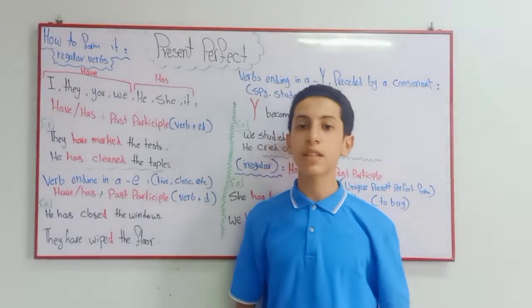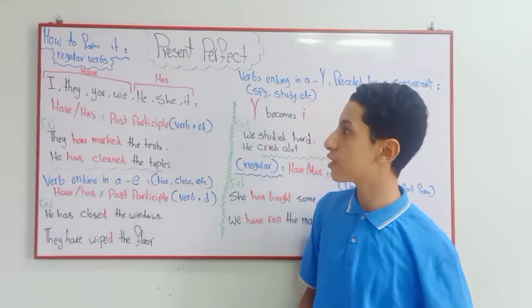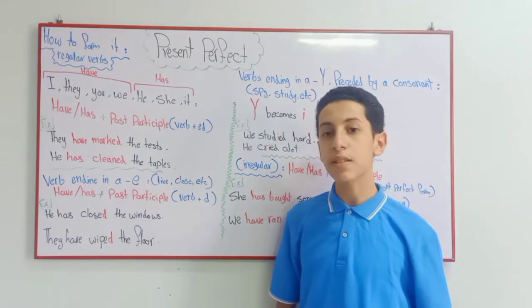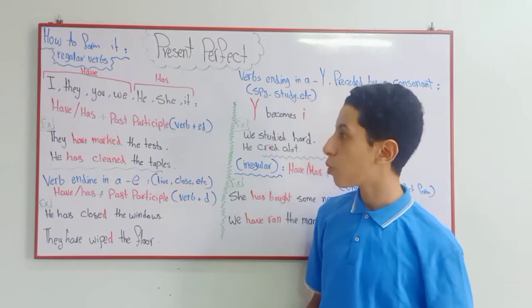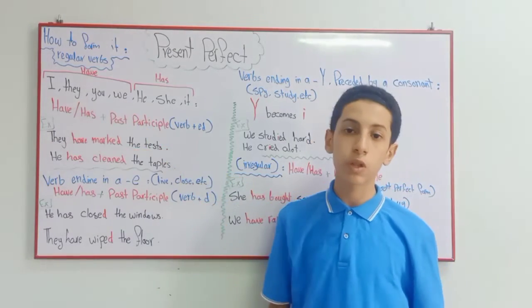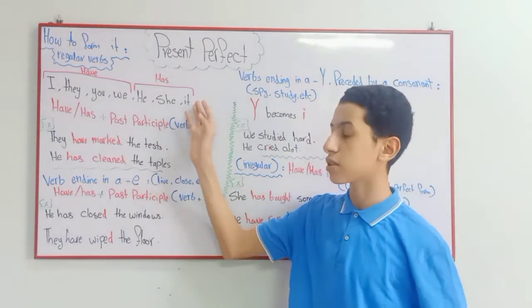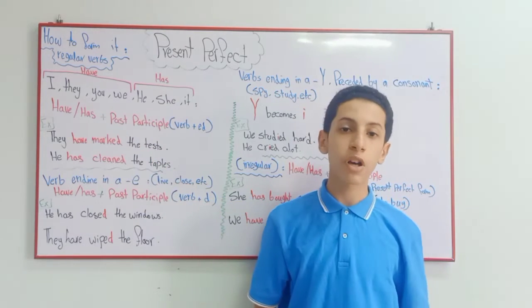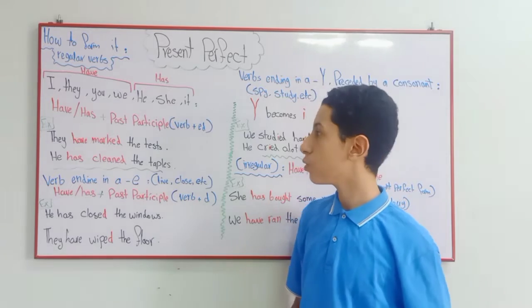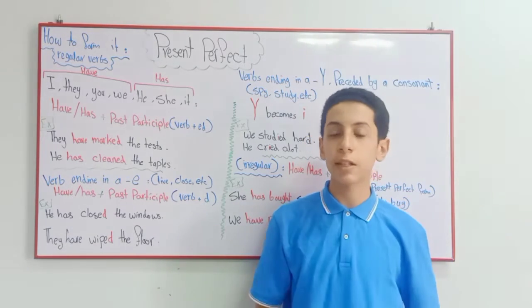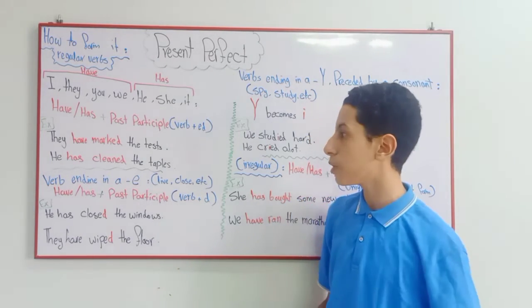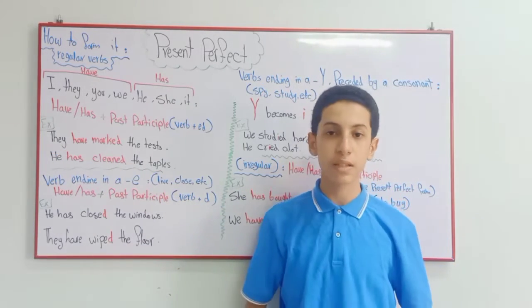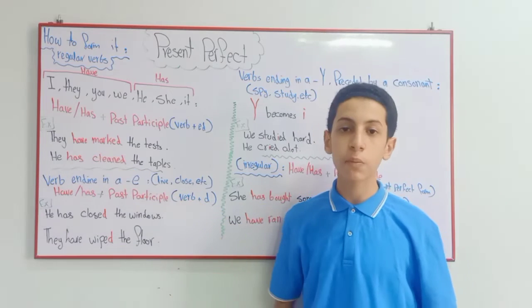Okay, so now let's see how to form the present perfect tense with regular verbs. We put have or has depending on the pronoun. With I, they, you, and we, we use have, and with he, she, and it, we use has. So it is have or has plus the past participle, and in order to make the past participle, we add an -ed to the infinitive form of the verb. For example, they have walked, they have marked the tests, he has cleaned the tables.